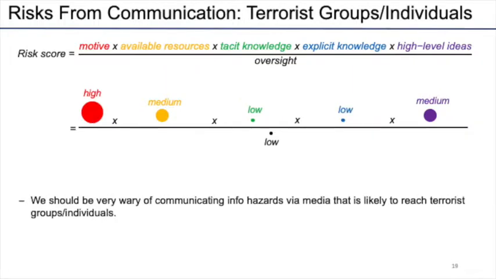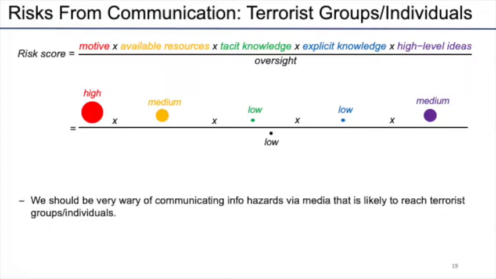And then finally, for terrorist groups and individuals, of course, where they score the highest is for motive, and among the lowest are explicit knowledge and high-level ideas. So I think this is a community that we should be one of the most concerned about in terms of communicating info hazards.